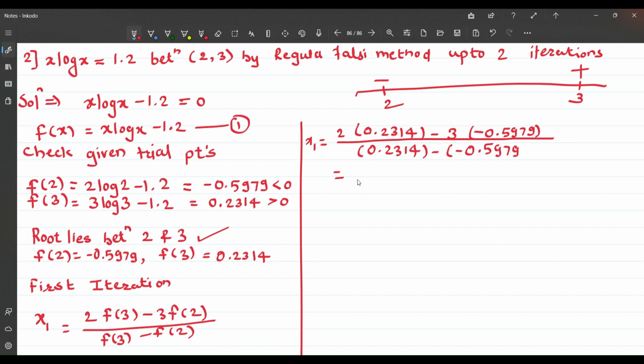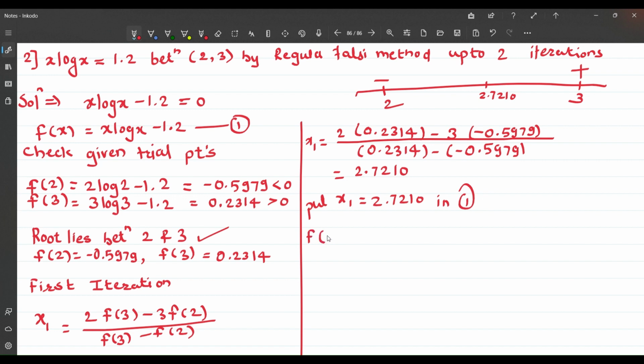On the calculator, by using brackets, the answer is 2.7210. Okay, you can check it. Put this new value of x1, 2.7210, in equation 1.